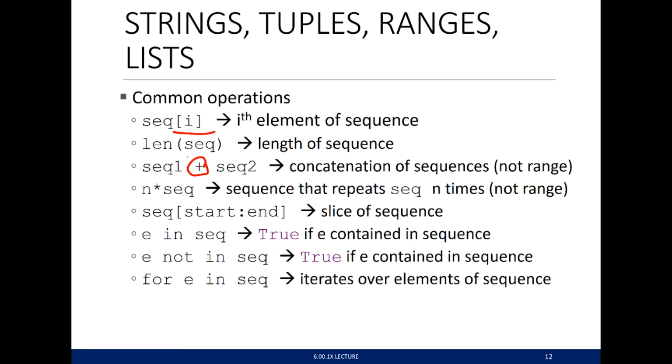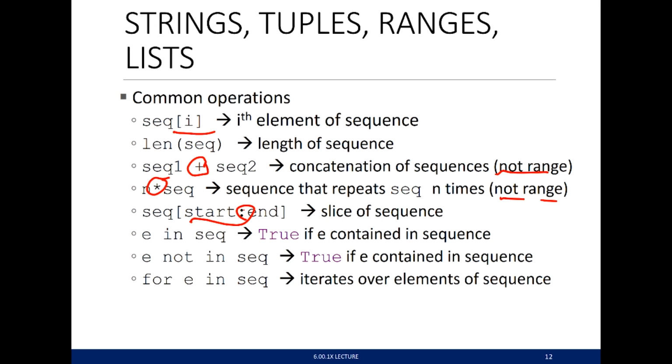I can actually repeat a sequence n times by using the star. We saw that earlier with strings. I haven't shown it to you with lists, but it works exactly the same way. If sequence is a list and I say 3 times a sequence, I'll get 3 versions of that sequence all concatenated together. Again, not with ranges. It's the one exception here. I can slice into any of these things using exactly the same format, especially that colon there.